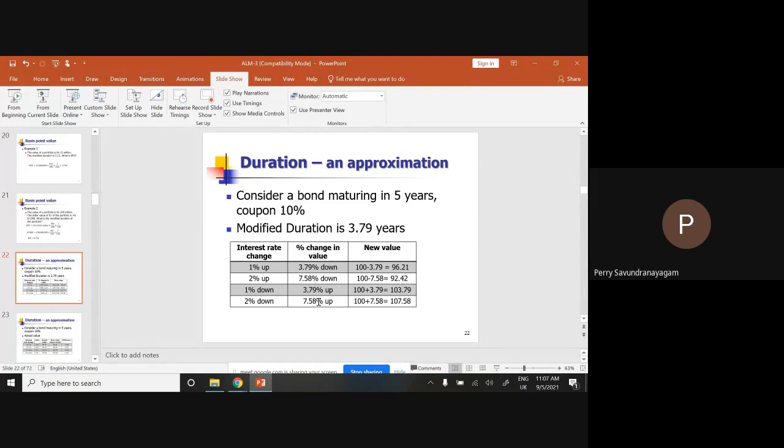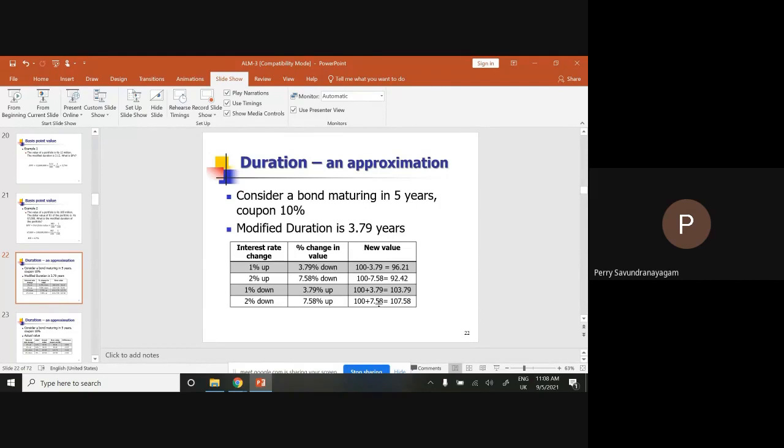Yield goes down 1%. Same duration doesn't change. Modified duration doesn't change. Percentage doesn't change. But the direction changes. Price goes up. So the value of the bond goes up. Yield goes up 2%. Same thing happens. So the duration is static. That doesn't change. Modified duration will tell you the percent move. The value of the basis points will tell you how much that means in terms of a percentage move, how much impact that will have on your portfolio.